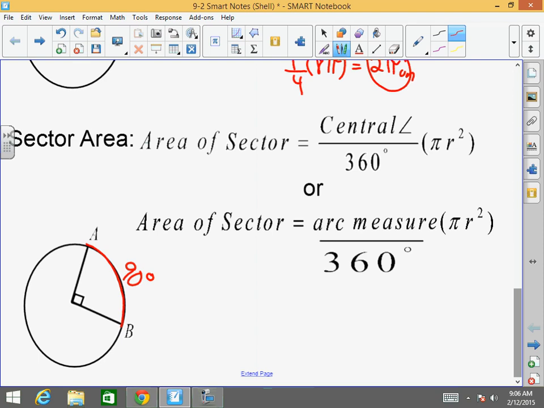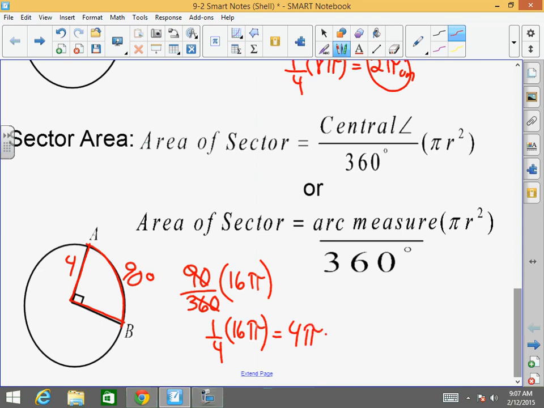Let's say that my radius this time, again, let's do 4. I want to find the sector area. I want to find the area of this pizza pie slice. It will be arc measure, or central angle, which is 90, over 360, times pi r squared, which would be 16 pi. Reduce, please. Make your life easy. That's 1/4 times 16 pi. And this would be 4 pi units squared, because we're talking about an area. Okay?